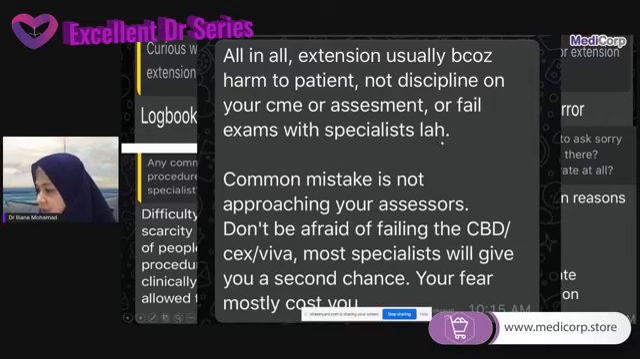So basically, usually extension is because you do harm to patient, okay, either by not doing something or by not attending to patient, or you make some mistakes. So it is very important to be safe. If you are not sure, please ask, okay. If you don't know, please ask around, okay.